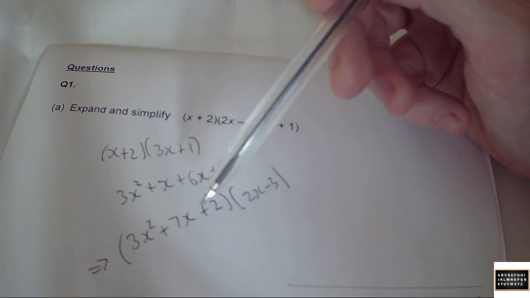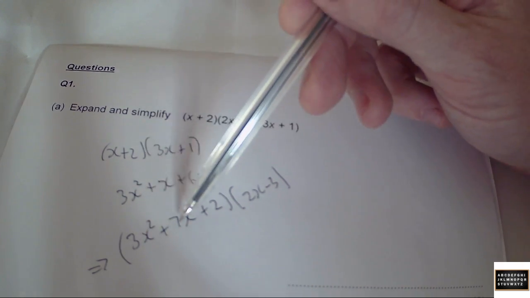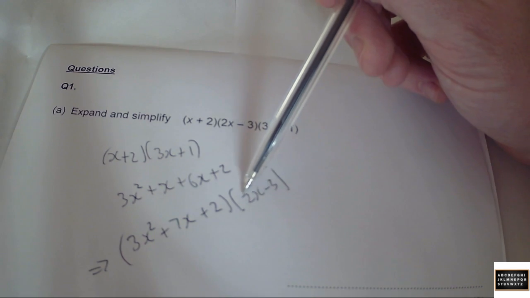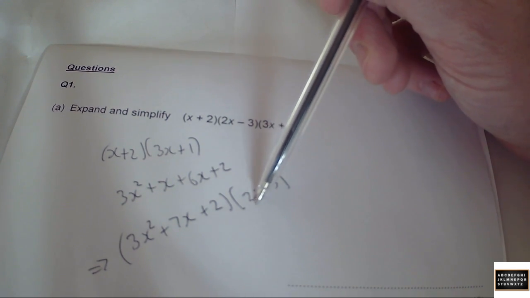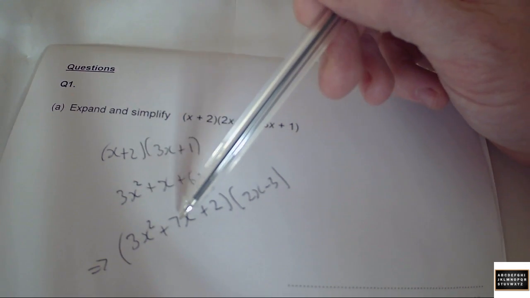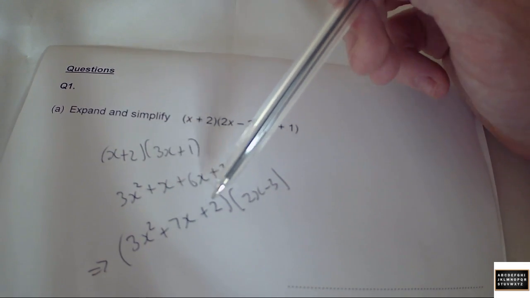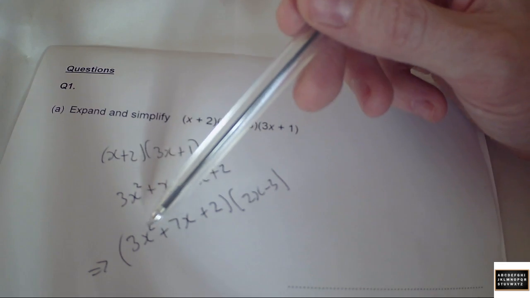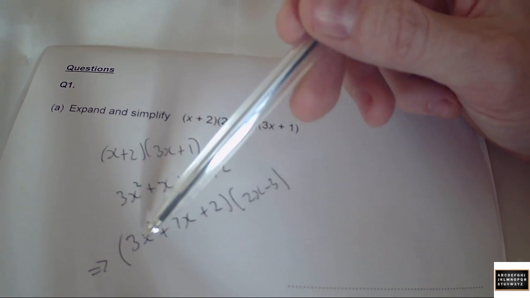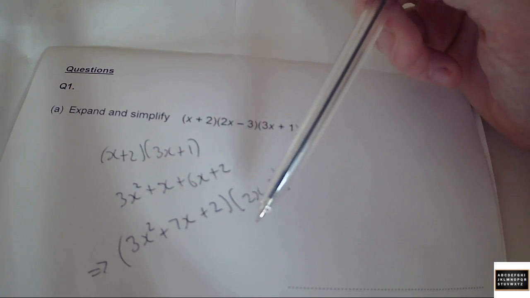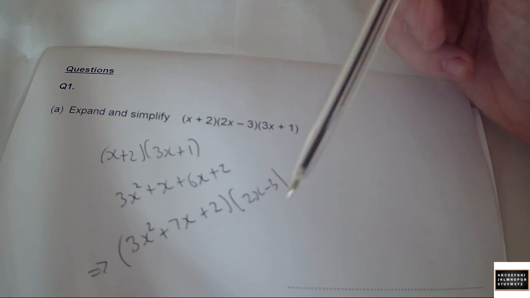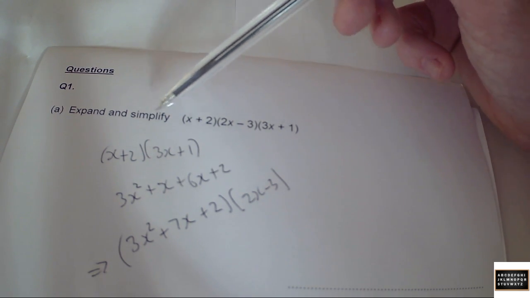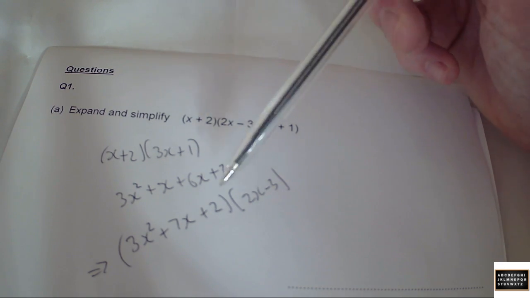This is a pair of brackets, and what you've got to do is multiply every single term in this first pair of brackets by this first expression, this 2x, and then every part of this first bracket by this term, the minus 3. So we're going to multiply everything here by 2x and everything here by minus 3. If we do that and collect it all together, that will give us the answer, which is what happens when you expand. And if we collect together like terms, that's the simplifying bit.